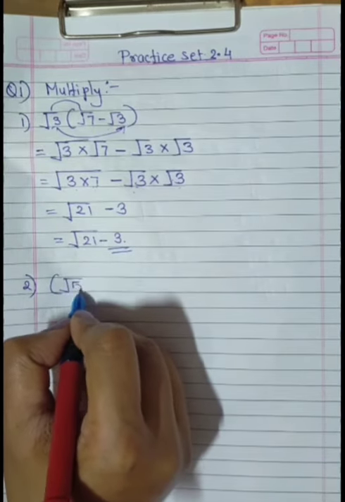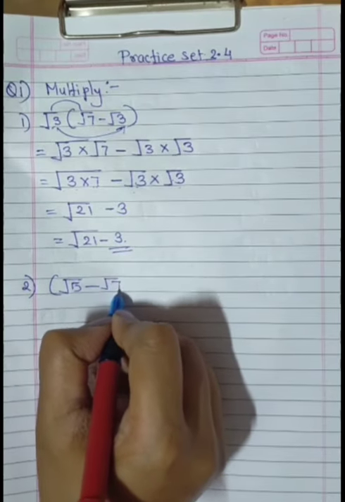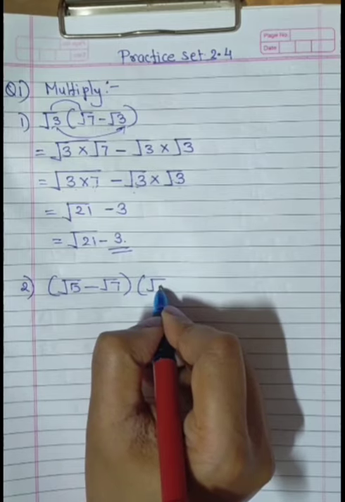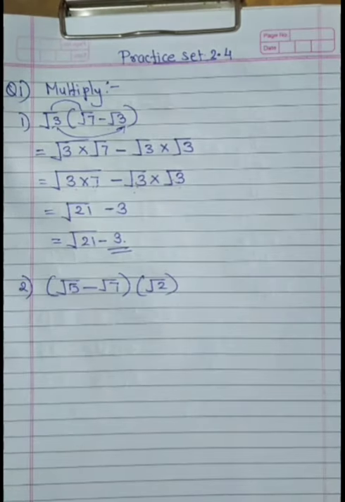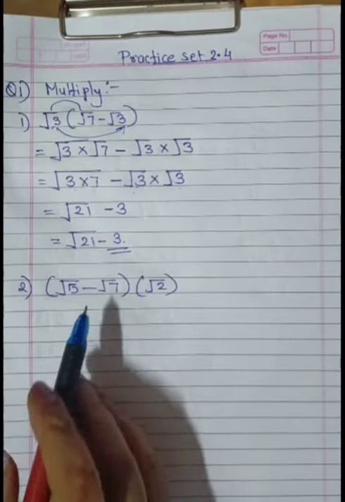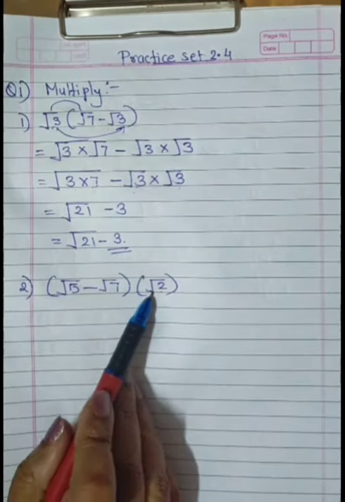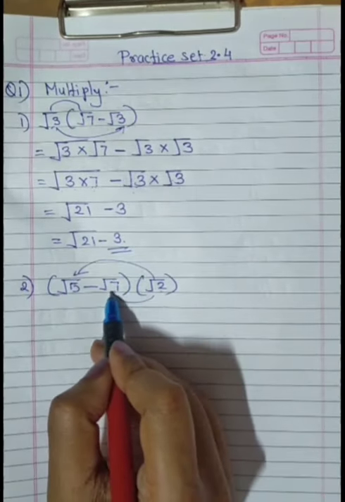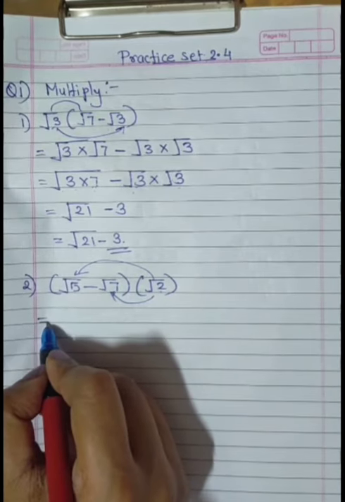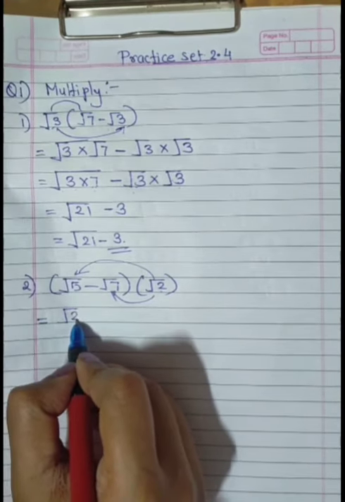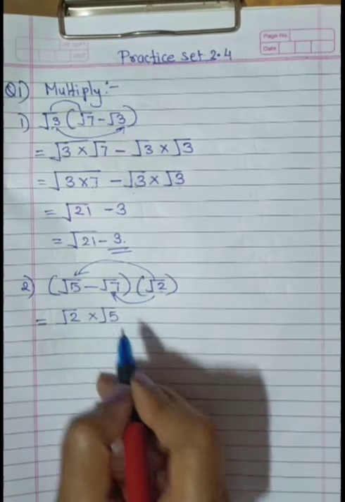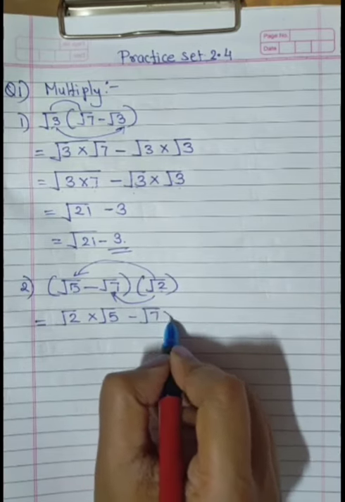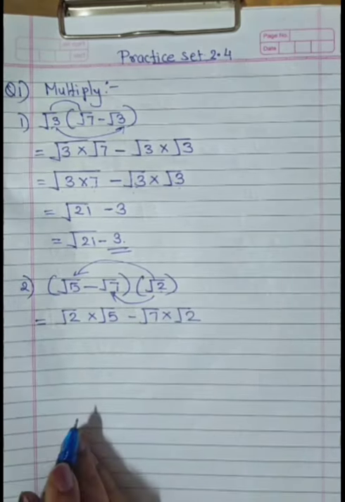bracket square root 5 minus square root 7, again bracket, then second bracket square root 2 is given. Now as you can see, out of bracket square root 5 is there. This we have to multiply with this, okay, then with this. I am writing square root 2 multiply by square root 5, again minus sign, then square root 7 multiply by square root 2.